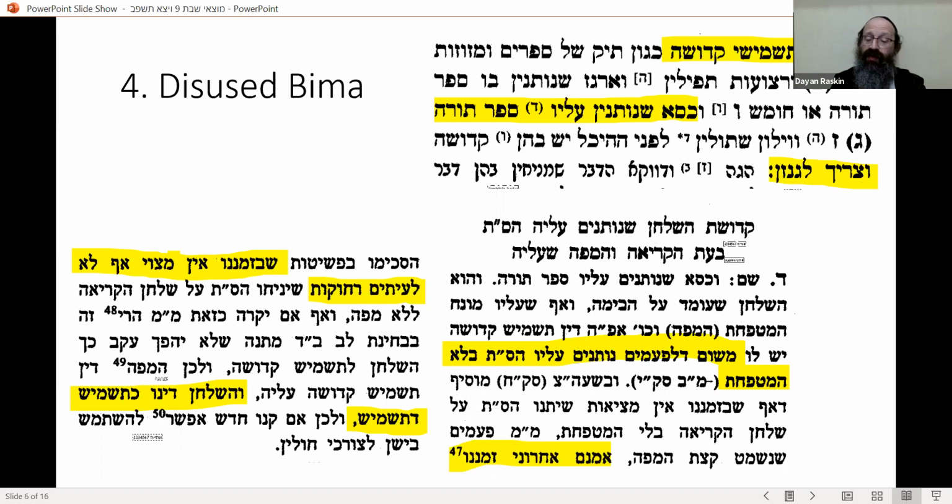therefore you can use the Bima, which is now a surplus, for mundane purposes, and similarly, it would not need to be put in geniza. It could be disposed of in a respectable way. It doesn't have to be put in geniza. So that remains the bottom line, that nowadays a Bima wouldn't have the status of Tashmish Kedusha and does not require geniza. And Oron Kodesh is a different story.